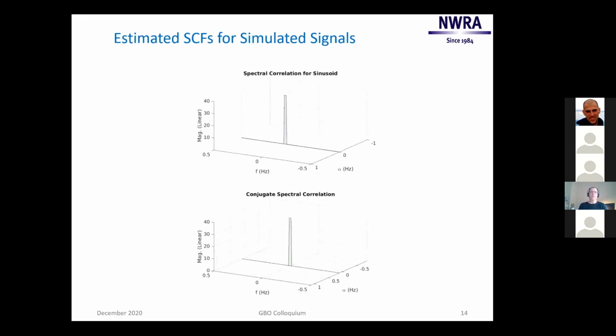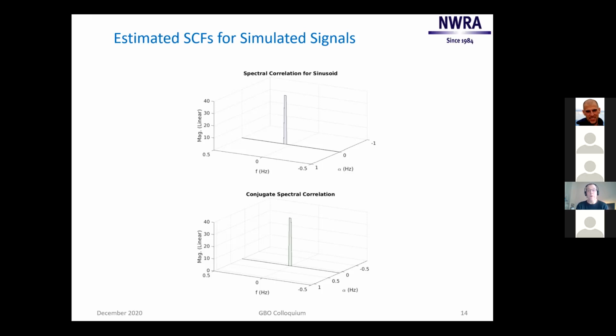So let's look at some examples. What I've done is captured some data and also simulated some data. And I just computed the non-conjugate and conjugate spectral correlation functions for all these, just so that we can see the variety and maybe get a little bit more familiar with what these things mean.